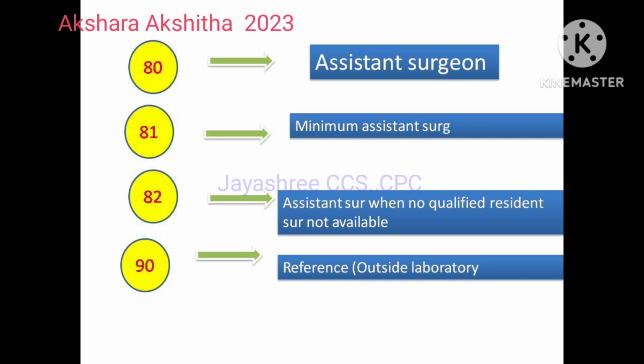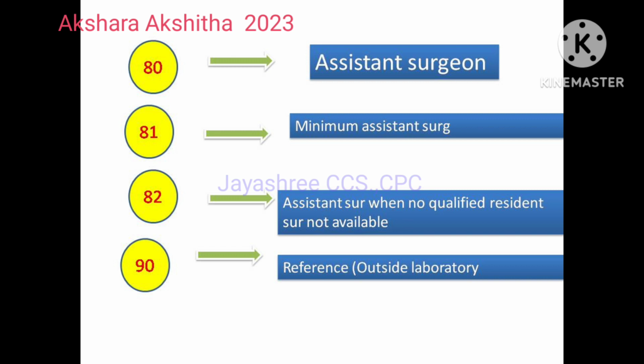Okay, the next modifier is 80 modifier, assistant surgeon. With the main procedure, if any doctor is performing assistant surgery, it means 80 modifier. For assistant surgeon we have the AS modifier also. The AS modifier is for a PA. If the assistant is an MD, then we need to append 80, 81, 82, from this 8 series of modifiers.